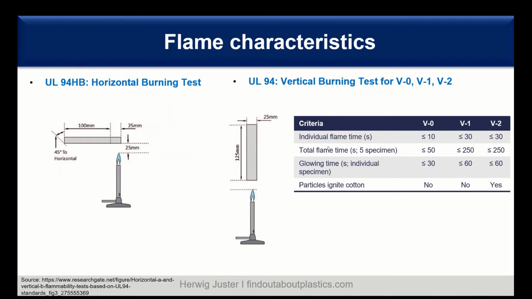And for the vertical, as it says, we have the sample oriented vertically, and again the distance and the flame are all defined. Here we have strict criteria on the individual flame time. For V0 we have below 10 seconds. Then we have the total flame time, so you always measure 5 specimens, in seconds. When you look, we have below 10 for V0, that means you have below 50 seconds in total. Then the glowing time, and there is also a cotton layer placed, and when the sample drips onto the cotton, it can ignite or not. For example, in V0 it is not allowed to ignite the cotton, whereas in V2 it is allowed.